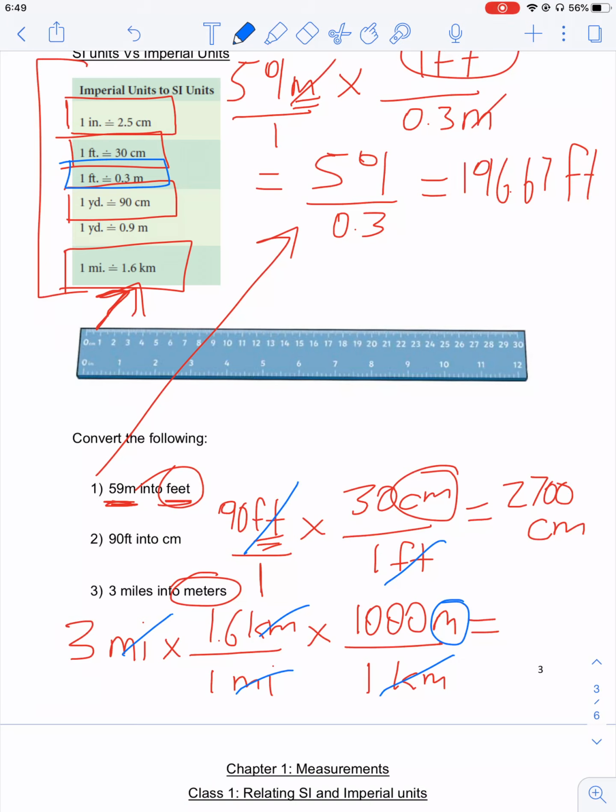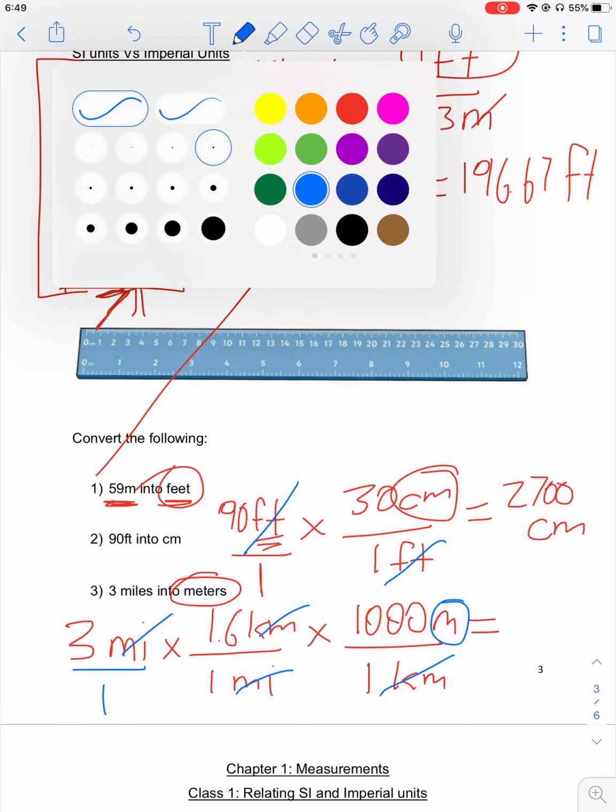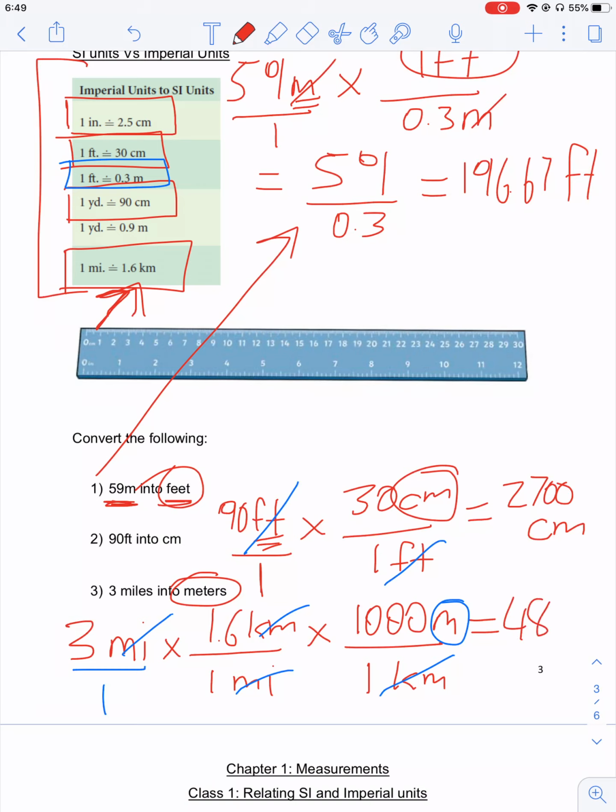Okay, so again, if the denominator is not visible, it's 1. So when you multiply the top, you have to multiply 3 times 1.6 times 1,000, which gives you 4,800. And your denominator, you multiply your denominators. Okay, so it's 1 times 1 times 1, it's still 1. Okay, and because meters is the only unit that survives, right, your final answer will be meters. Okay, so 4,800 meters is your final answer.